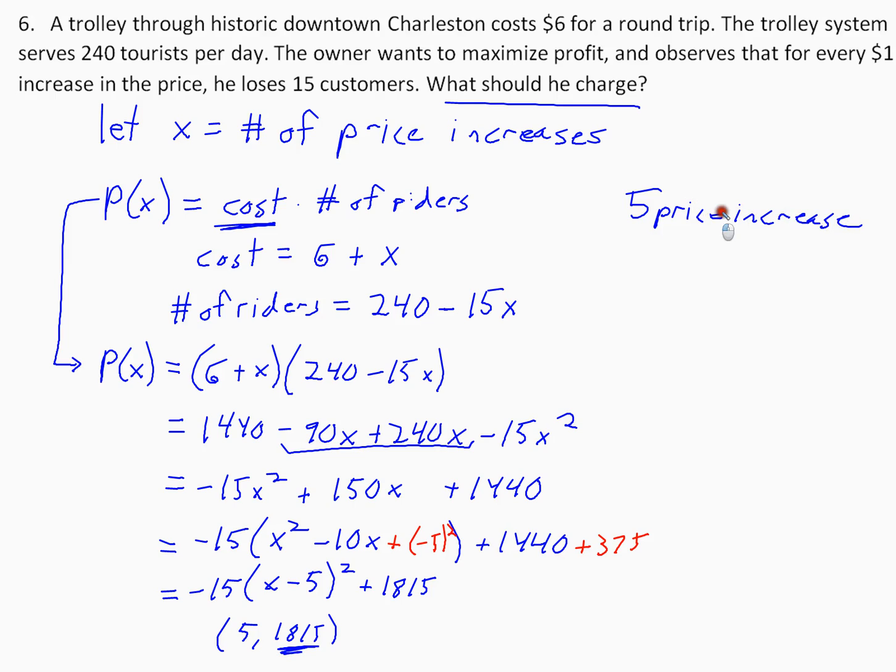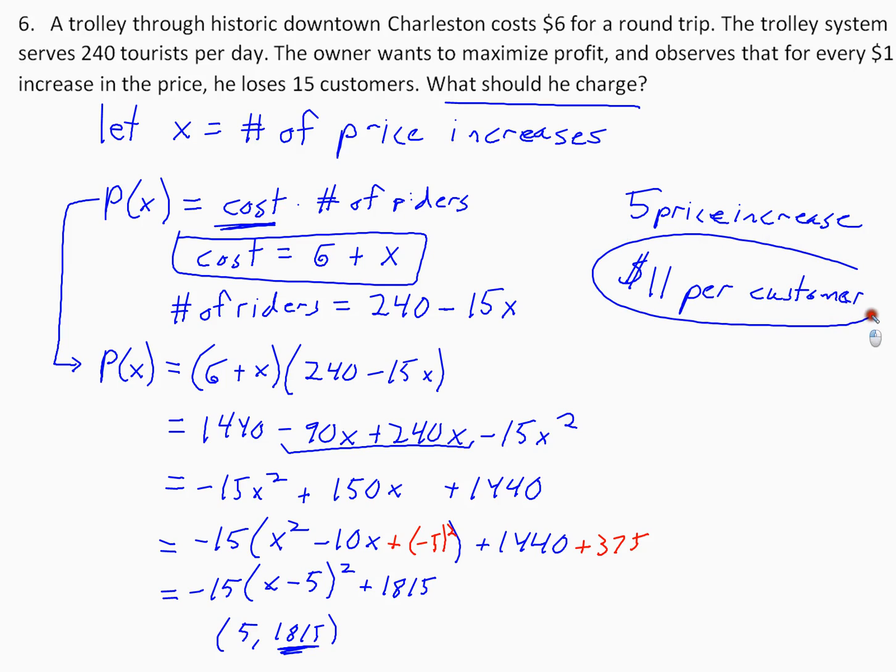Well, here was our cost, 6 plus x. Well, x is 5, so 6 plus 5 is $11 is what he should charge per customer, or per person, tourist, whatever. And so that's how you set those up. We did a couple of those. Hopefully that helps you understand how to do those types of problems.